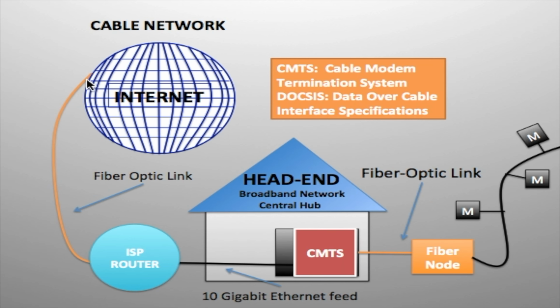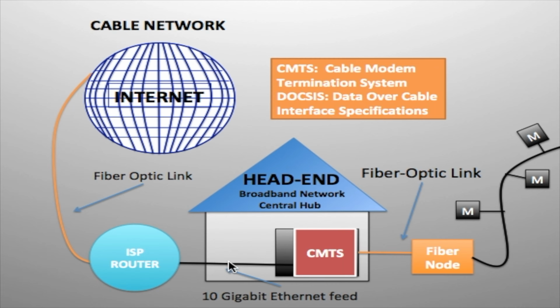Now, data from the internet travels along this fiber optic cable into the ISP's router. This ISP's router is located at the headend. This is the broadband network central hub. This is what we call a headend. And on the output of this ISP's router is an Ethernet cable. It's a 10 gigabit Ethernet feed. It's connected directly to the CMTS. CMTS stands for Cable Modem Termination System.